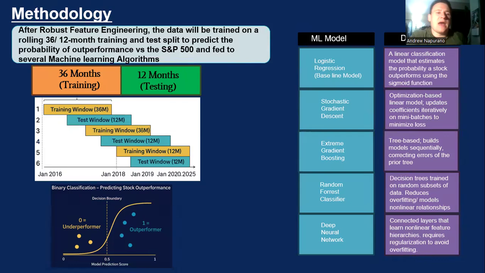Then really our methodology, after our feature engineering, we're going to do a rolling 36 and 12-month training test split to predict company outperformance and feed it to several machine learning algorithms. So we have logistic regression, stochastic gradient descent, extreme gradient boosting, random forest classifier, and then a deep neural network. And we'll also do some principal component analysis to reduce the dimensionality of the data. Being that the data is very complex, we could see if we could simplify it and allow the model to read the information better and ultimately make better predictions.